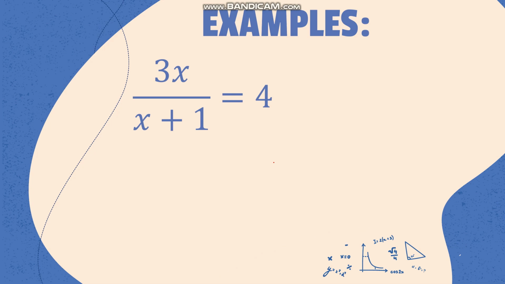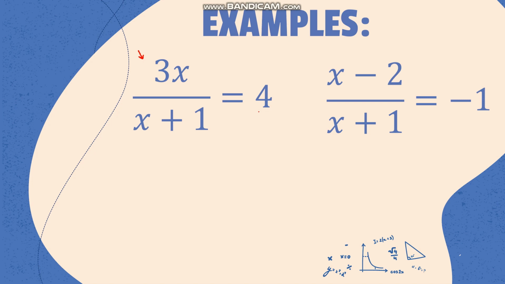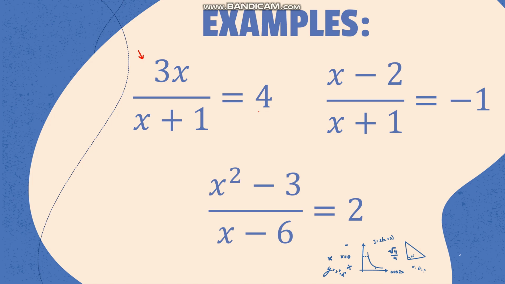Example, we have 3x over x plus 1 equals 4. This is an example of a rational equation since 3x over x plus 1 is a rational expression and it is equated to a certain number. So in this one, a rational expression is present. An example also can be x minus 2 over x plus 1 equals -1. And last, we have x squared minus 3 over x minus 6 equals 2. So these are examples of rational equations.